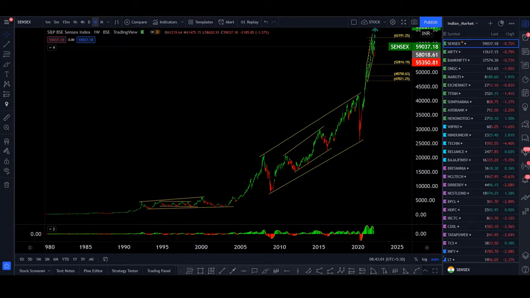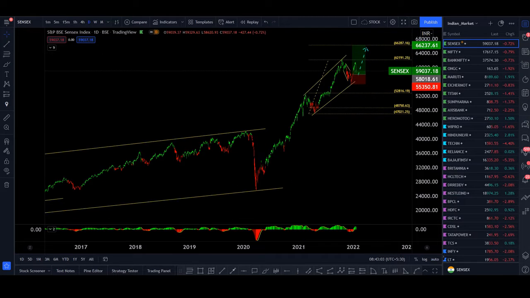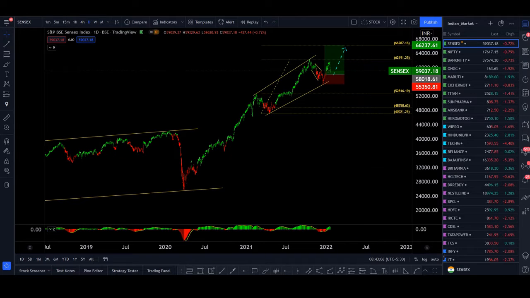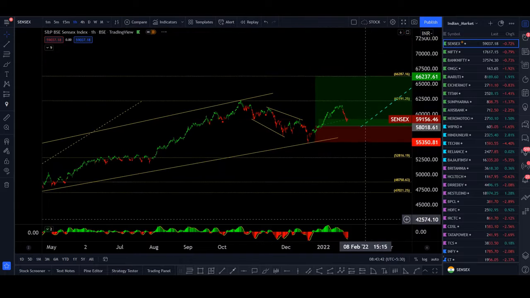Let's move on to the daily to see how the setup is. The daily had an impulse followed by a correction, and now we are in the next impulse up. The minimum target expected is somewhere around 66,000 rupees. That is the expectation, and that's how the trade was taken. The trade was taken on the breakout as it completed the pattern. Let's go on to the hourly to go into the details of the trade.